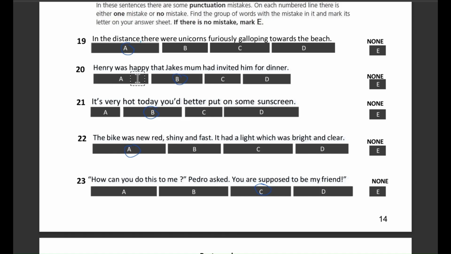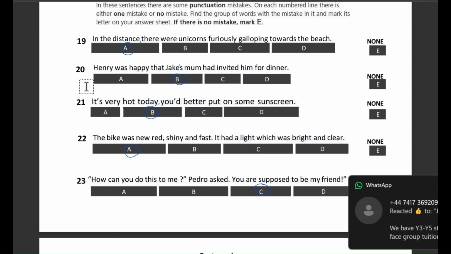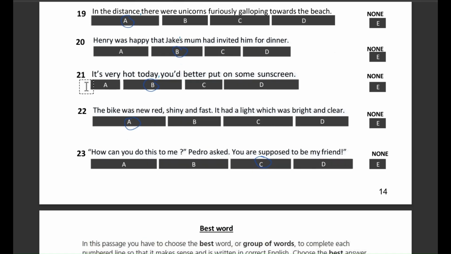Question 20. Henry was happy that Jake's mom had invited him for dinner. The answer is B, meaning that there's a mistake. The phrase Jake's mom is written incorrectly. It should be written as Jake's mom, with an apostrophe before the S. We use an apostrophe to show that the mum belongs to Jake, meaning it shows possession. Question 21. It's very hot today, you'd better put on some sunscreen. The correct answer is B, indicating there is a mistake. There should be a comma after the word today, because there are actually two separate ideas or clauses in this sentence that we need to separate with a comma. So the correct sentence should read, it's very hot today, you'd better put on some sunscreen.